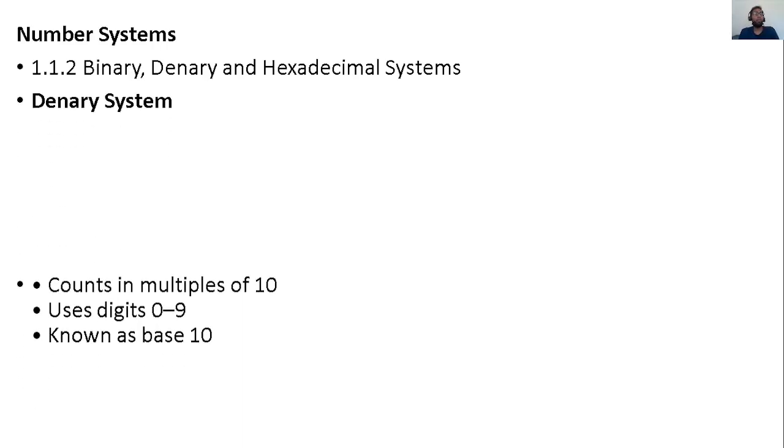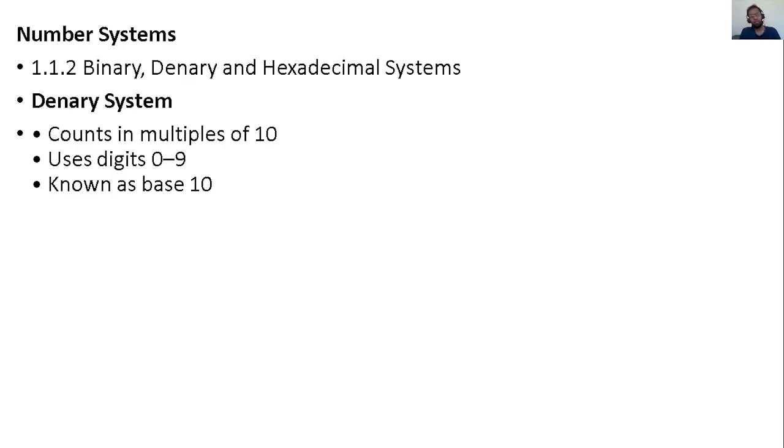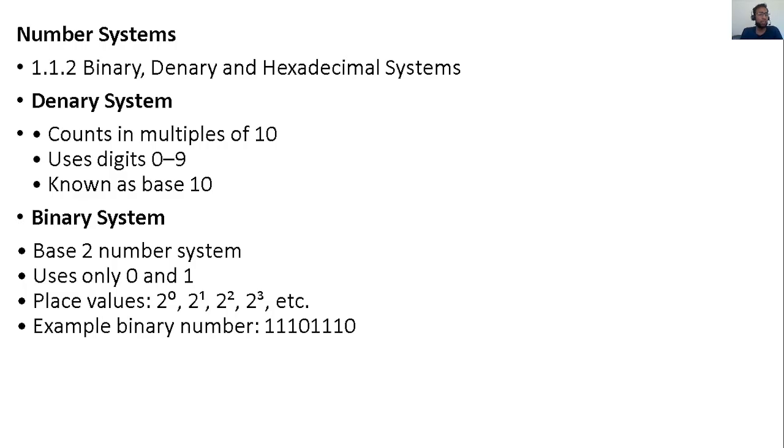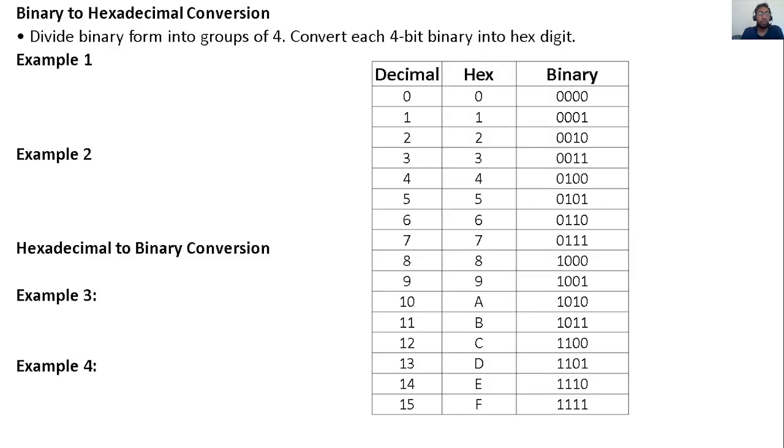This is our example. Let's first recall our denary number system, and this is our binary number system. These are the bases of the place values that we discussed. Binary uses only zeros and ones. The denary number system has the digits 0 to 9 and hexadecimal has 0 to 15, but the double digits are represented using letters.